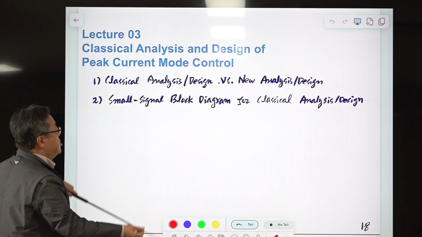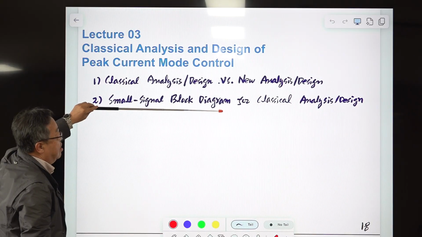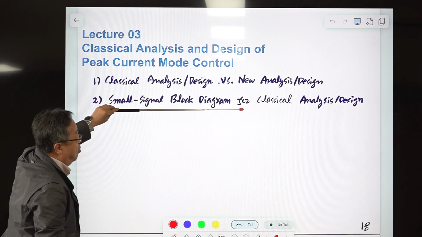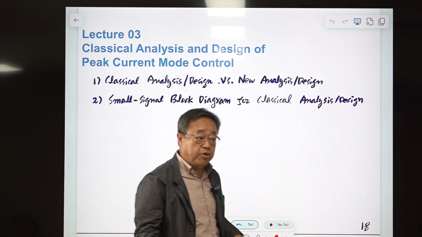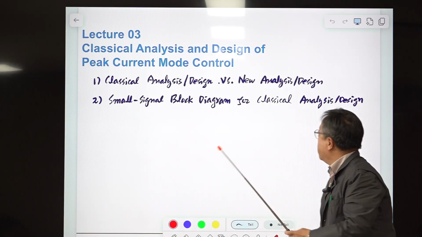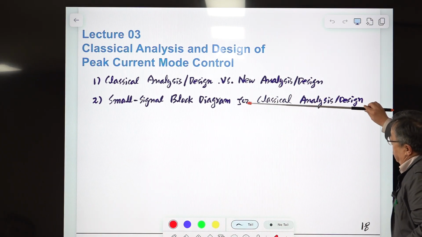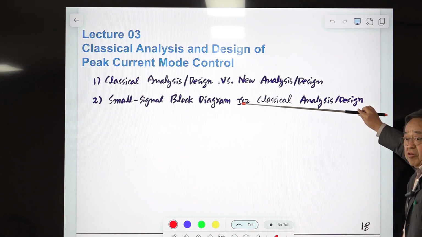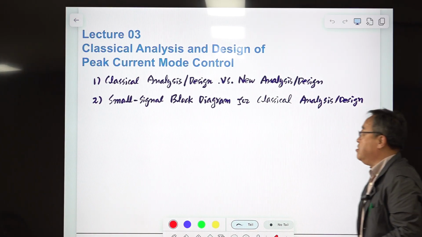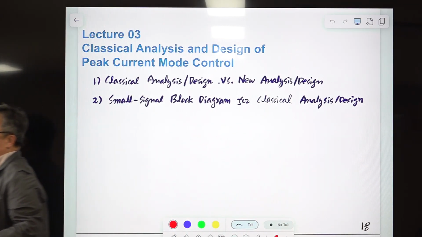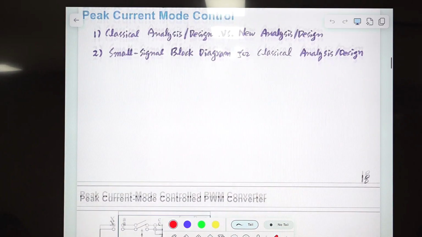And basically, we'll go through the small signal block diagram representation of the current mode controlled PWM converter used for classical analysis and design. That is the content of this lecture number 3.